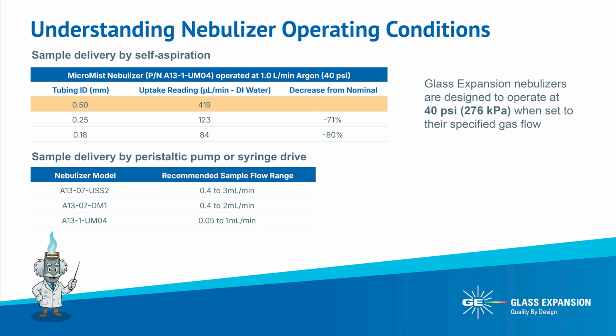The most common method for sample delivery with modern ICP instruments is using a peristaltic pump or a high-precision syringe drive. When selecting a nebulizer model, choose one that matches your sample flow rate range. Our top models include the 2 and 1 milliliter per minute for ICP-OES and the 0.4 milliliter per minute for ICP-MS. For sample delivery by peristaltic pump or syringe drive, the recommended sample flow rate range for each nebulizer example is shown in the lower table. These recommended ranges apply to all of Glass Expansion's 2, 1, and 0.4 milliliter per minute concentric nebulizer models.